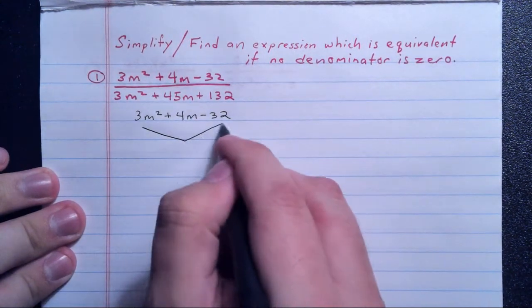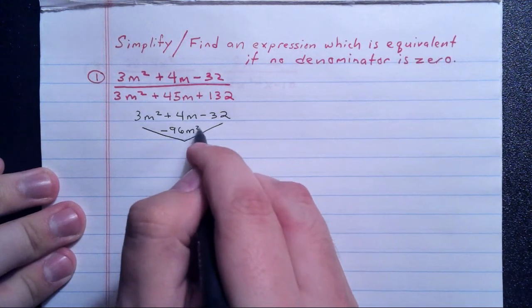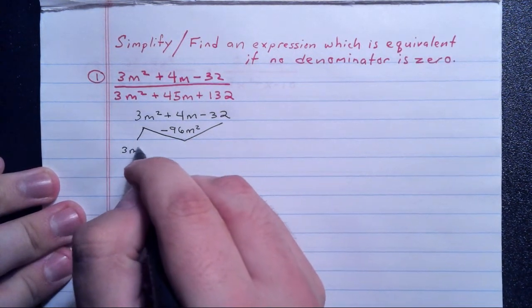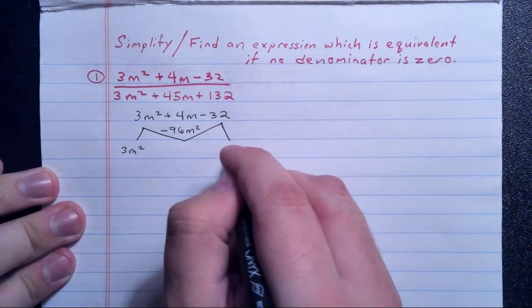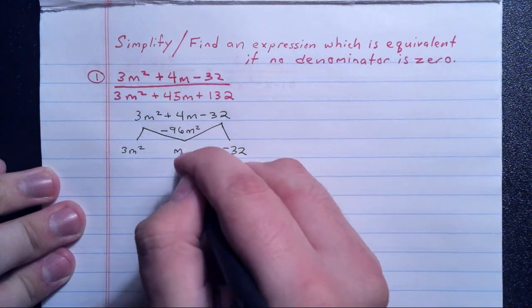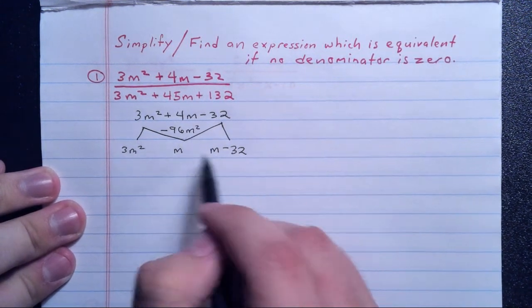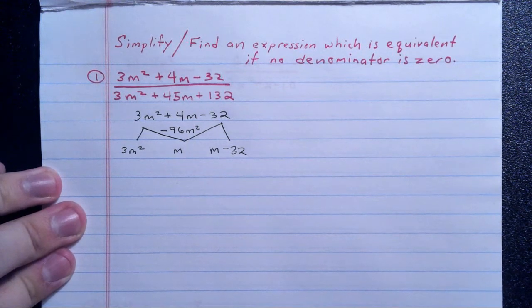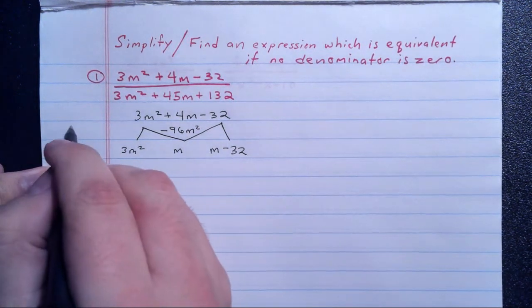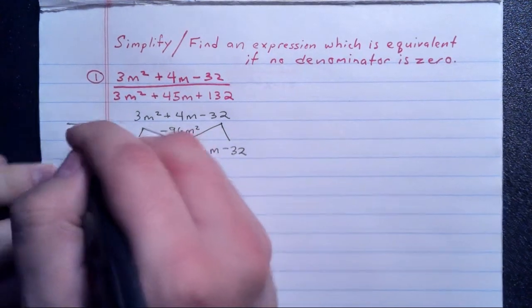So the way we talked about factoring this, I would multiply these two and get negative 96m squared. And I can bring down 3m squared, and I can bring down negative 32. Okay? So what I need now are factors of negative 96m squared that add up to 4m. Well, the variable part is easy here because if it has to multiply to m squared and add up to something with an m, that's m and m. But what multiplies to negative 96 and 4 is not immediately obvious. So what I need to do is figure out what does multiply to 96.